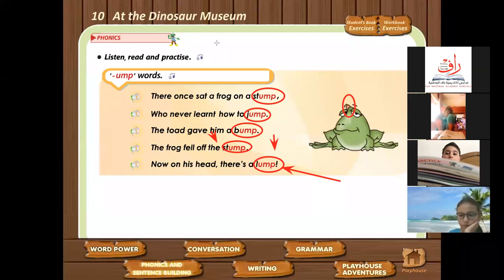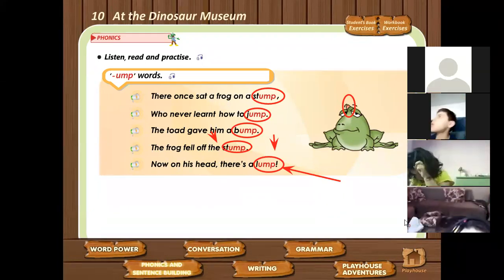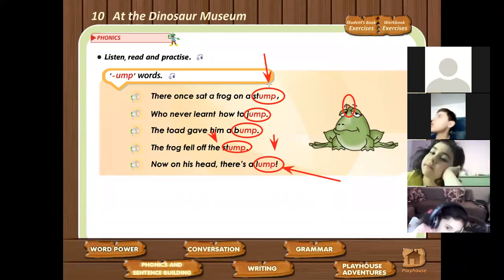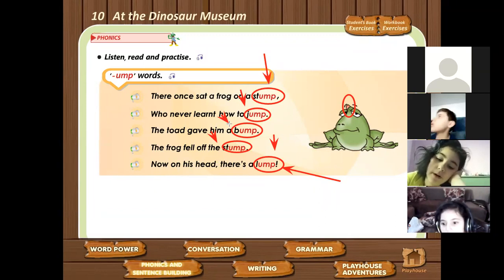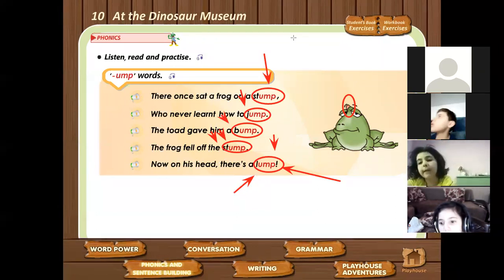Stump, lump. Excellent. Stump and lump. Great. Thank you, Aleen. Did you make a circle for the words? Yalla, ya Hanin. Let's read the words. Stump. Stump. Jump. Bump. Stump. Lump. Excellent. Okay, let's take exercise number one.